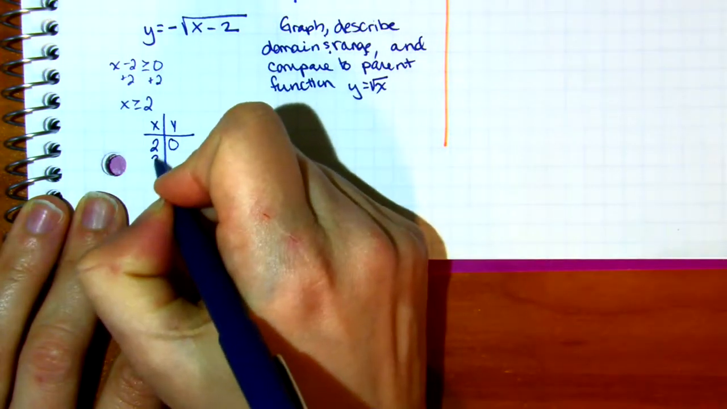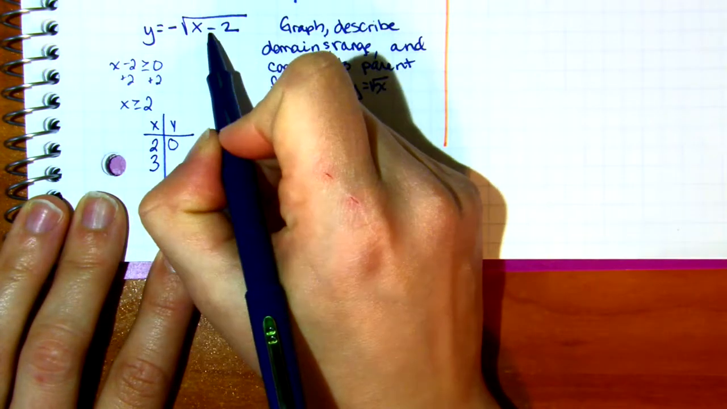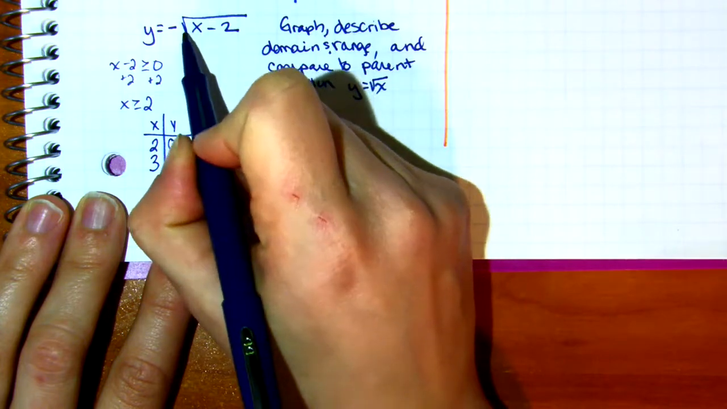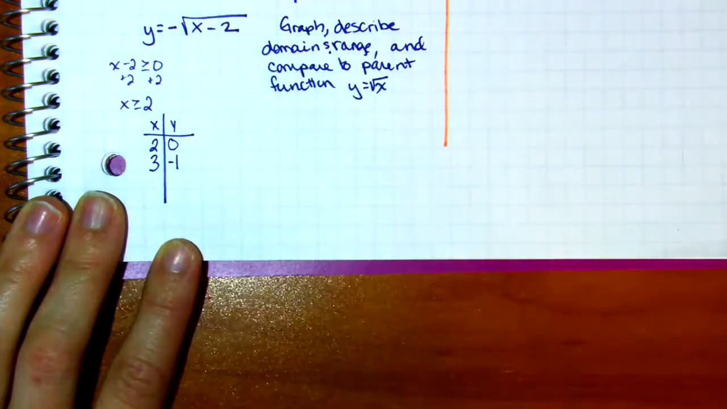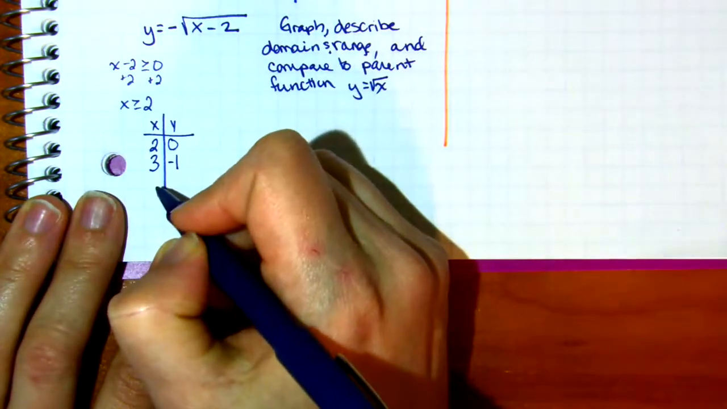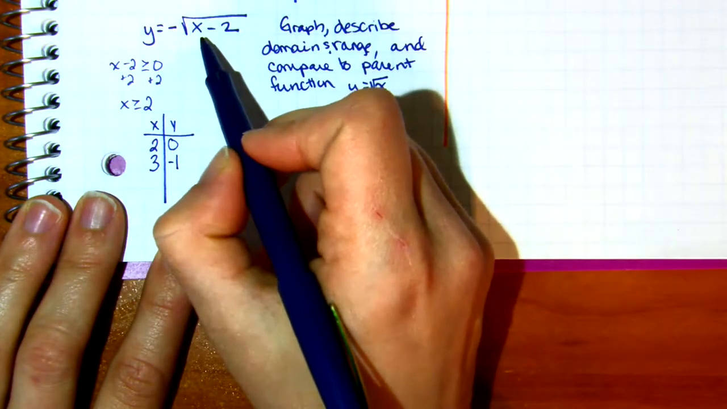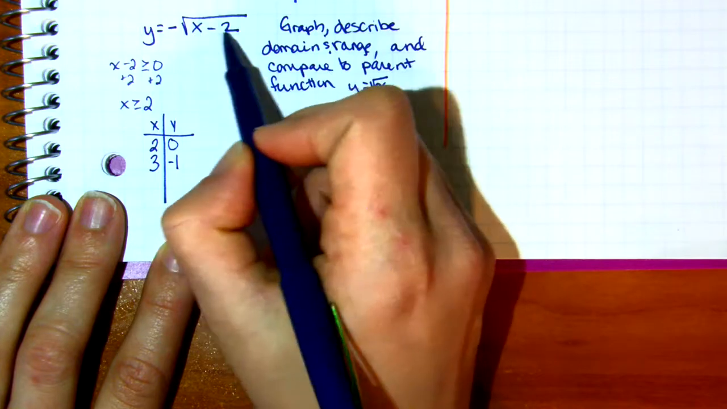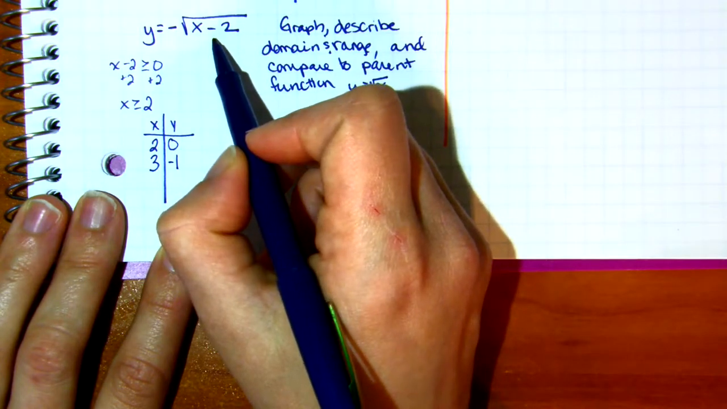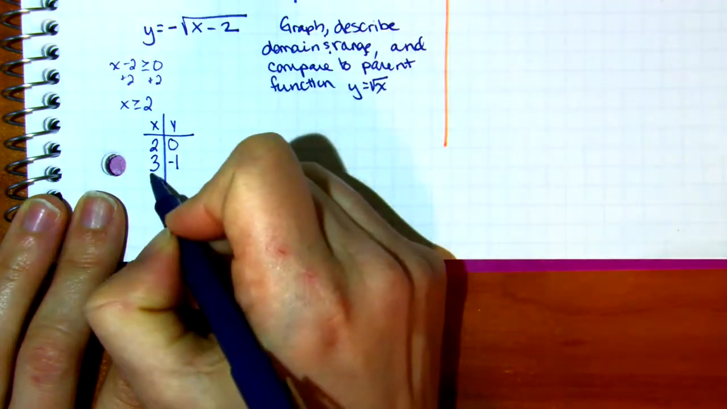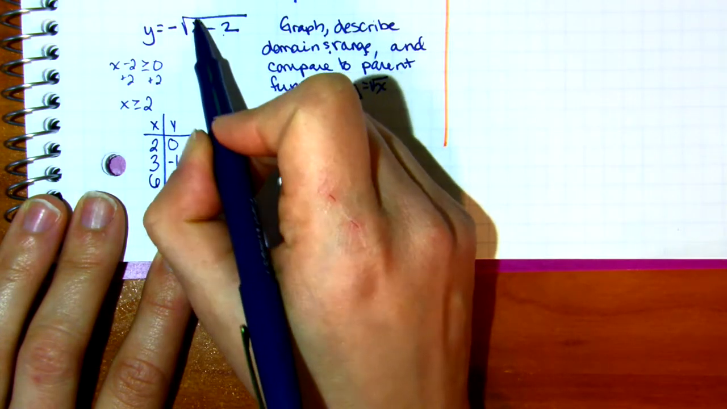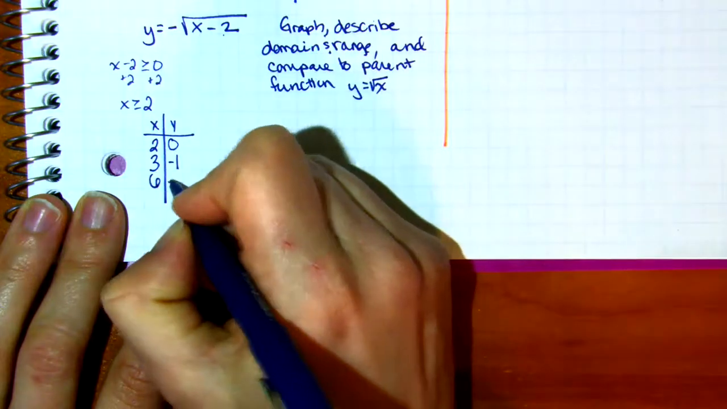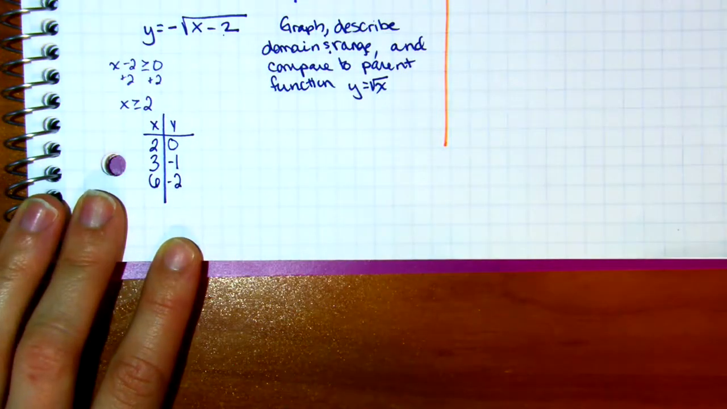If I plug in 3, 3 minus 2 is 1. The square root of that is 1. And then the opposite is negative 1. If I put in 4, I'll get 2 under my root, so I don't like that. If I put in 6, though, I get 6 minus 2 is 4. The square root of 4 is 2, and the opposite is negative 2. So there are 3 points for my graph.